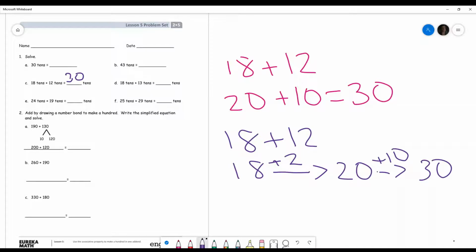And that's interesting. A is 30 tens. So you know that 30 tens is 300.